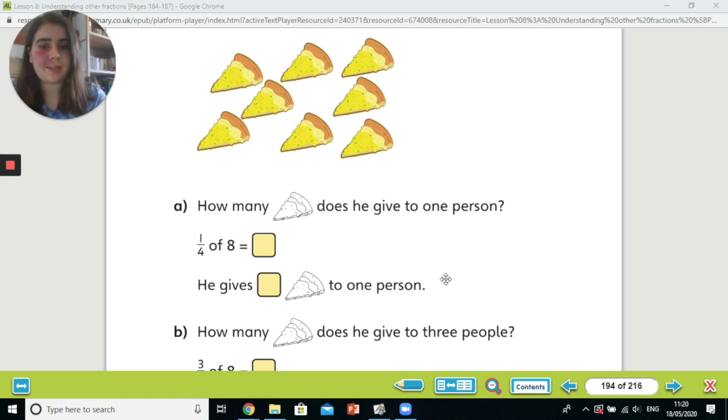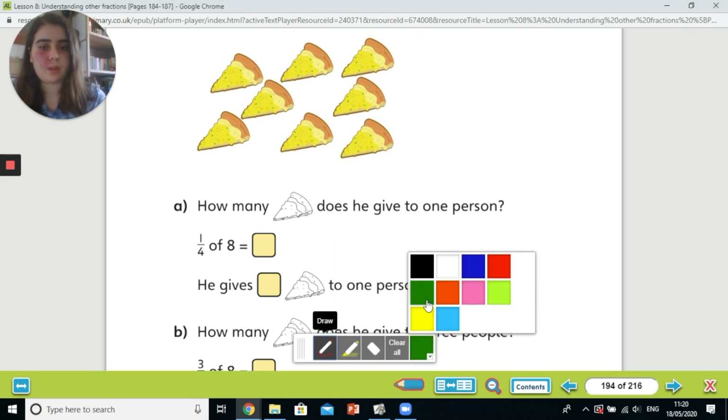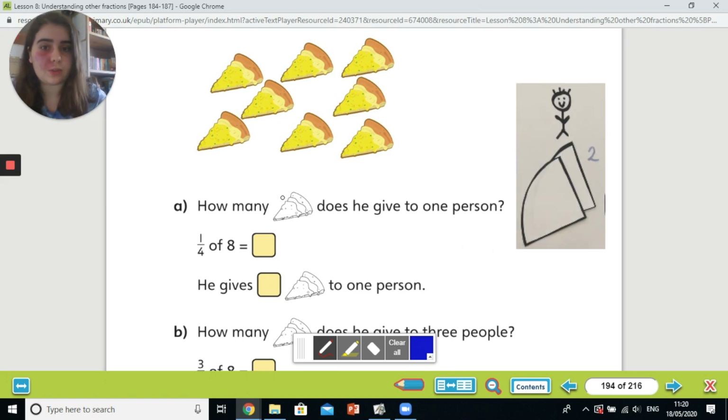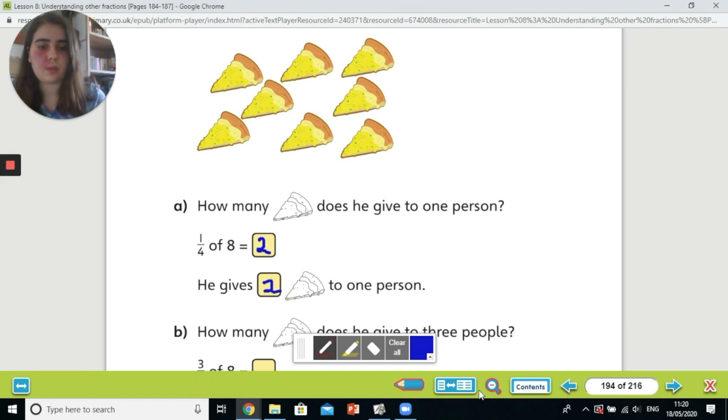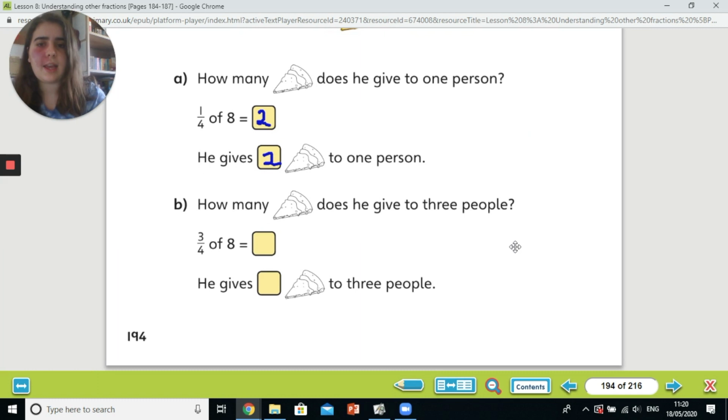So our question was, how many pieces of pizza does he give to one person? So we knew that one person out of our 4 got 2 pieces of pizza each. 1/4 of 8 is equal to 2. So he gives 2 pieces of pizza to one person. Question B is asking us, how many pieces of pizza does he give to 3 people? Pause the video and have a think about how you might work this out. So if he gives 2 pieces of pizza to one person, how might we work out how many pieces of pizza he gives to 3 people?